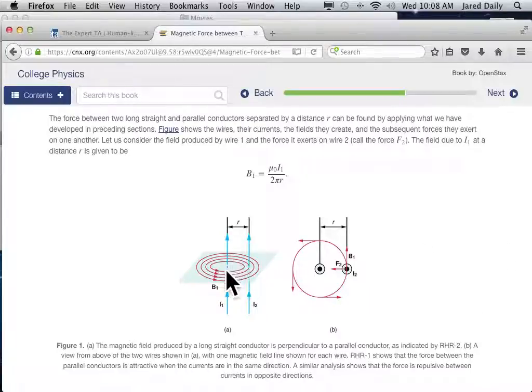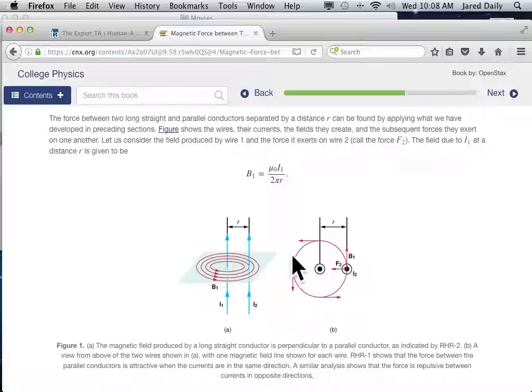Here we have one wire that is creating a magnetic field because we put a current in it, and the magnetic field is going around and around this first wire here. And then there's a second wire over here that also has a current going through it. Now we're not going to think about the magnetic field that the second wire creates. We're just going to think about the force that the first one exerts on the second one.